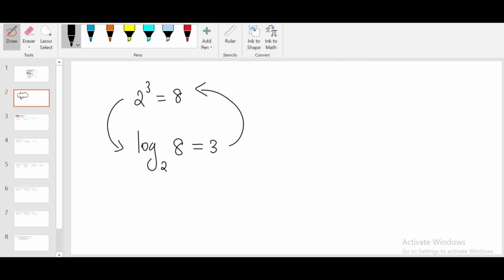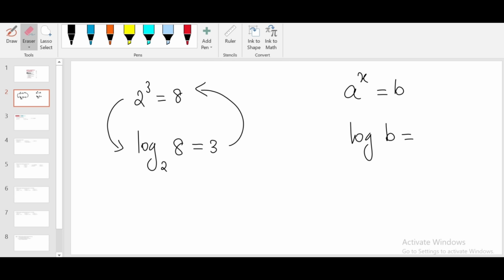Understand? You can write it this way or the other way around, vice versa. In general, if you have a power x is equal to b, you can rewrite this as log b to the base a is equal to x, or vice versa. Understand?